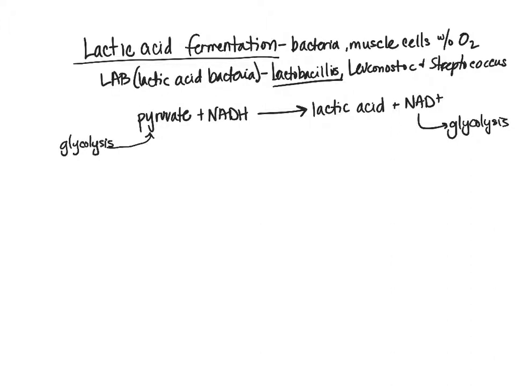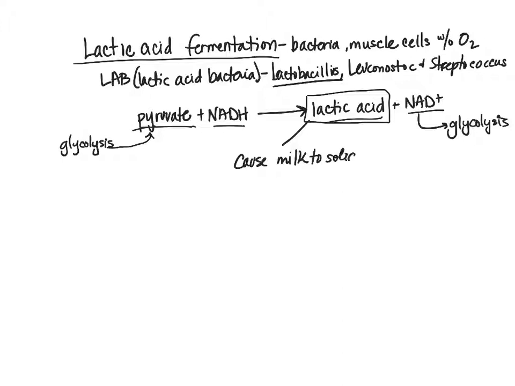So from glycolysis, we get the pyruvate, but we're not moving into the Krebs cycle. We're not moving into the ETS. Instead, we go through fermentation. So we have the pyruvate plus the NADH is going to turn into lactic acid and the NAD+. So the NAD+ is then going to go to glycolysis so it can make more ATP. And then what we end up with is this buildup of lactic acid. So in the case of yogurt, for example, that lactic acid is going to then cause milk to solidify and produce things like yogurt.